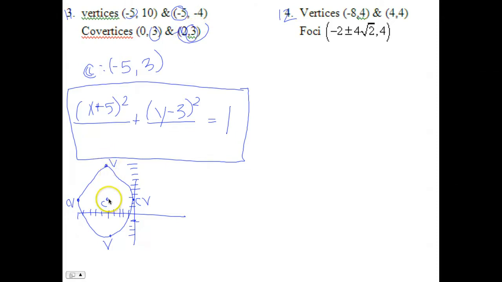All right, so the distance from the center to the vertice, keep in mind since we're going up and down, that value squared will be underneath the y. The distance from the center to the co-vertice here, since we're going horizontally, will be the value underneath x. So y is dictating how often we go up and down. So from the center to the vertex, 7 units, so 7 squared, we have 49. The distance from the center to the co-vertice is 5. So 5 squared, we'll have 25.